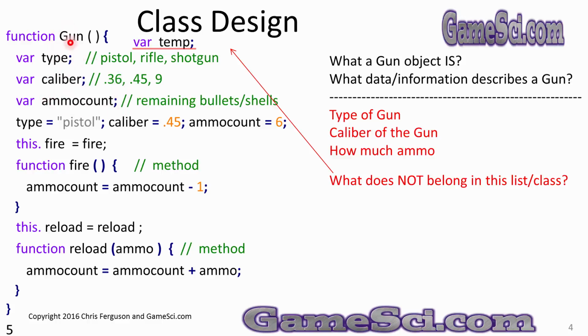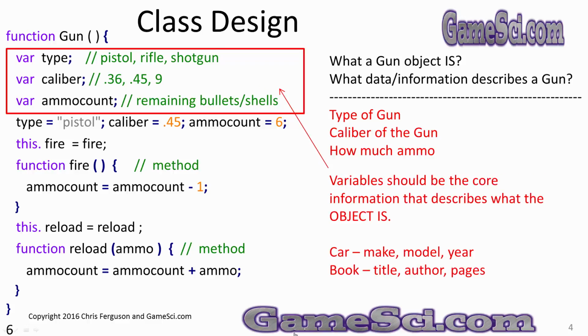Everything here in the variables at the top of this class directly describes what a gun object is, and that's what you want your variables to be. Variables should be the core information that describes what the object is. If you were to go to buy a new gun, the things you'd want to know are things like what type of gun is it, what is the caliber of the gun, how much ammo can it hold. Variables should describe the core information that describes what the object is.